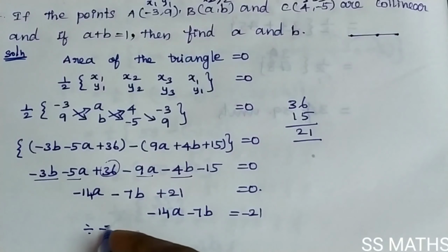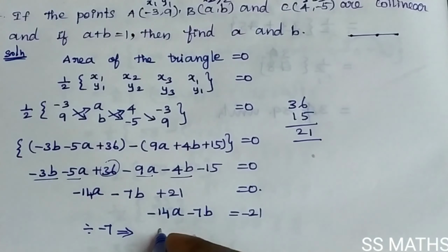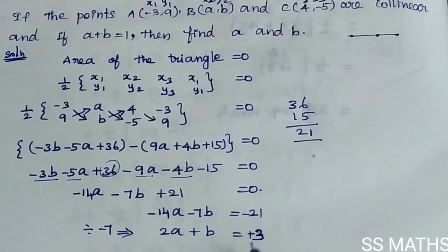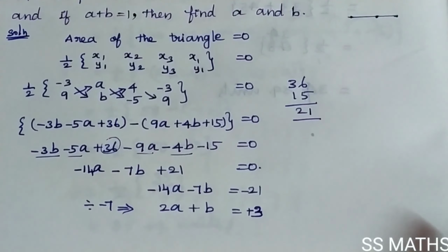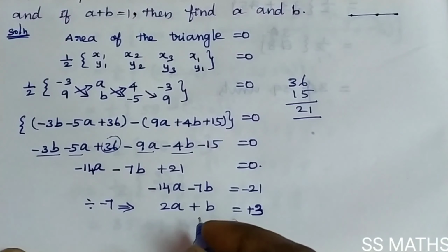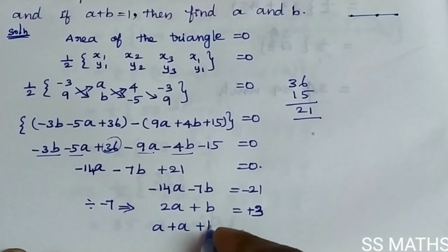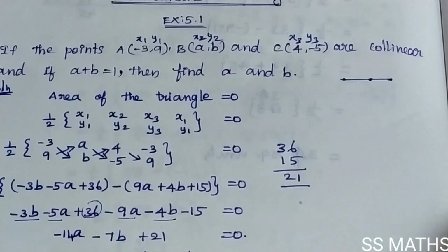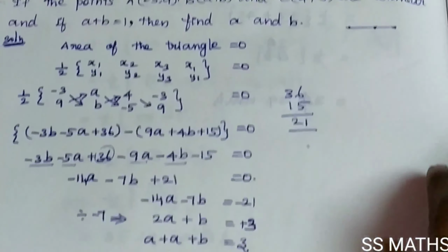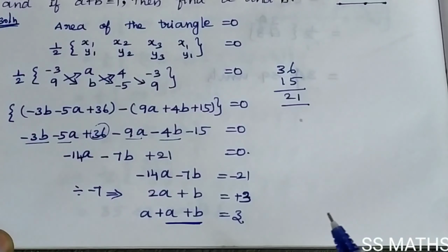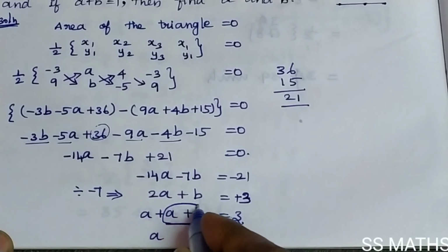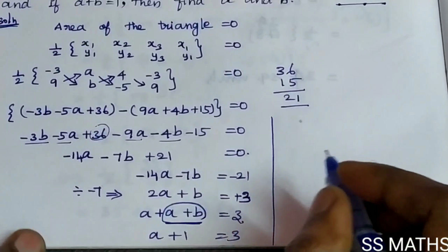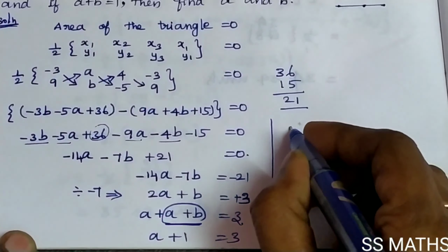Next, divide by minus 7. Here 2a will come, here plus b will come, equal to 7 threes are 21, so 3. Divide all 3 terms throughout by 7. Next, this 2a we can write as a plus a, plus b, equal to 3. In the given question, a plus b value is 1. Here a plus b is there, so apply 1 in its place. This a stays as it is, so a plus 1 equal to 3.